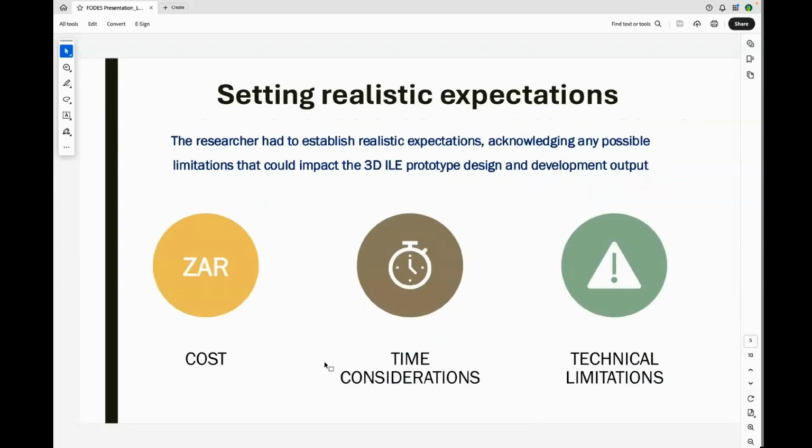So this actually helped. And the second lesson is setting realistic expectations. You know, you can have your solid plans, but anything can happen at any time. So one needs to set realistic expectations. There's a long list of realistic expectations that one could set, but I'll focus on these three because I want to share my own experience. I will start with the cost.